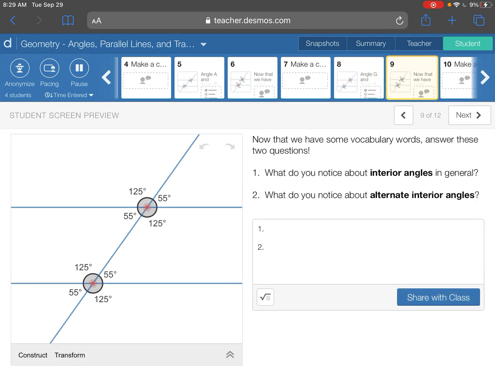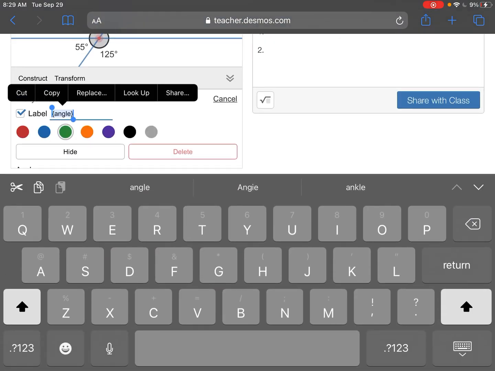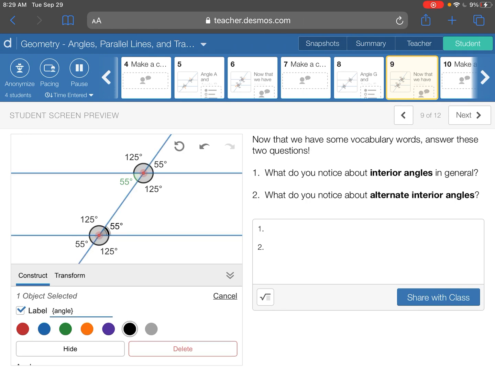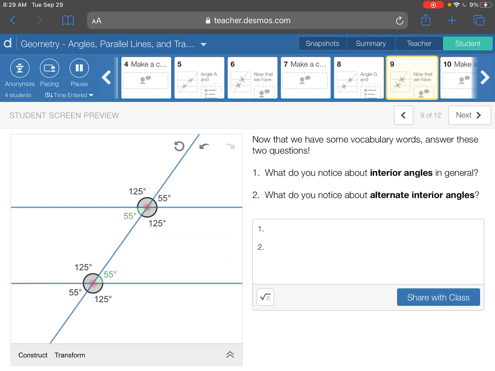So again, if we come over here, we will look at the alternate interior angles. We have this one right here, and this angle right there. Those are the alternate interior angles we'll look at. You'll notice that they're both 55 degrees here. And then if I move the transversal, they stay 55 degrees.